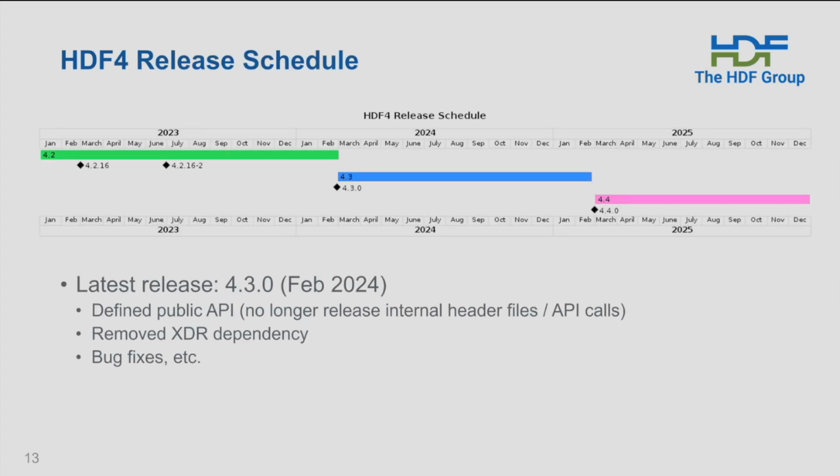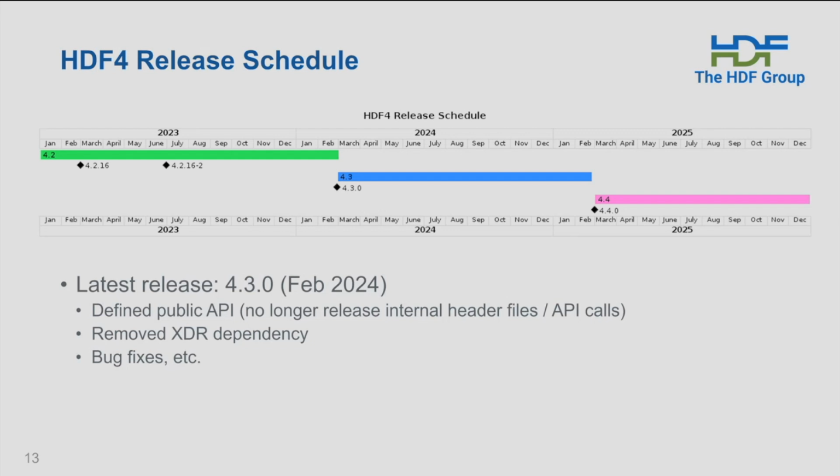So the latest release is 4.3.0. In that one, we defined the public API. A long time ago, long before there was a version control history, somebody decided that they were going to release all the header files, including the internal ones, and so there was no actual API. So that has changed. We no longer release internal headers, and nobody yelled at me too much. So I guess that went over pretty well.